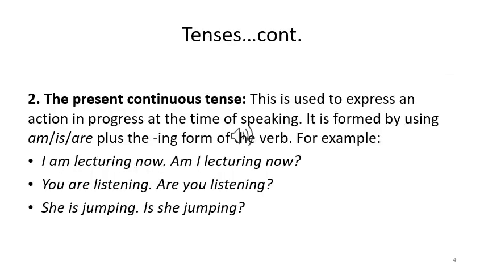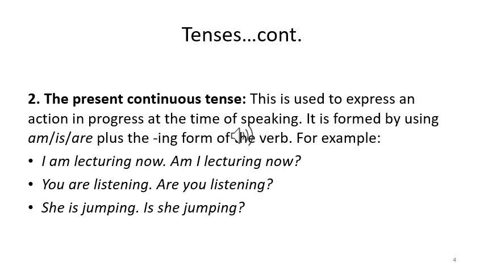Slide number 4. So we have number 2, the present continuous tense. After the present simple tense, we have the present continuous tense. With the present continuous tense, what we do is express an action in progress at the time of speaking. It is formed by using am, is, are, together with the ing form of the verb.